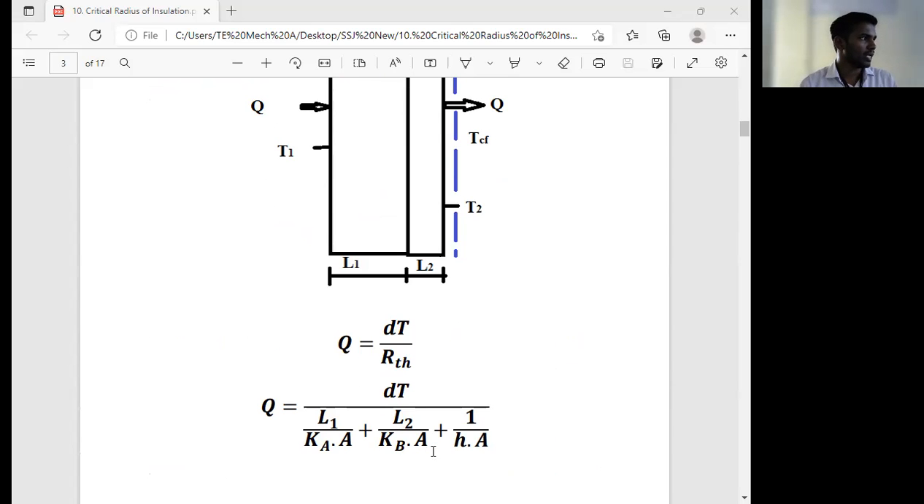Now what are we doing? We are increasing the thickness of the insulation. If we keep increasing the insulation thickness, we have to see what effect that has. Okay, if the insulation thickness increases, which factor will increase?